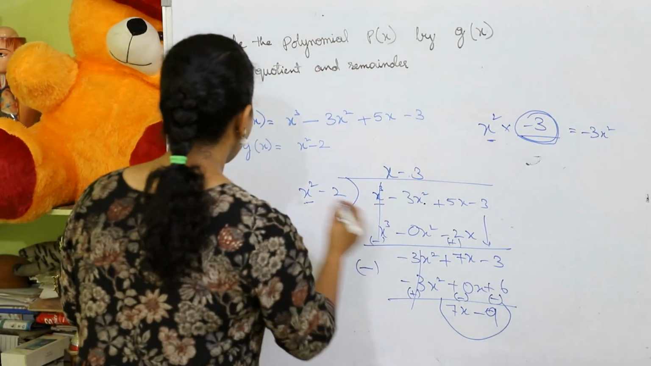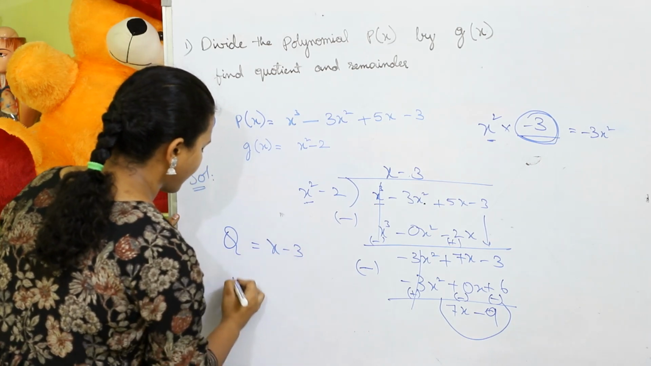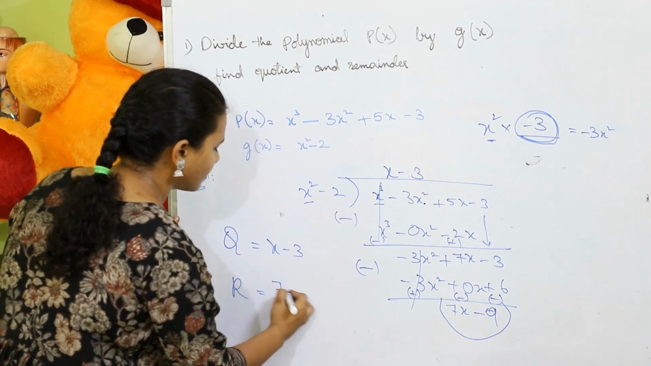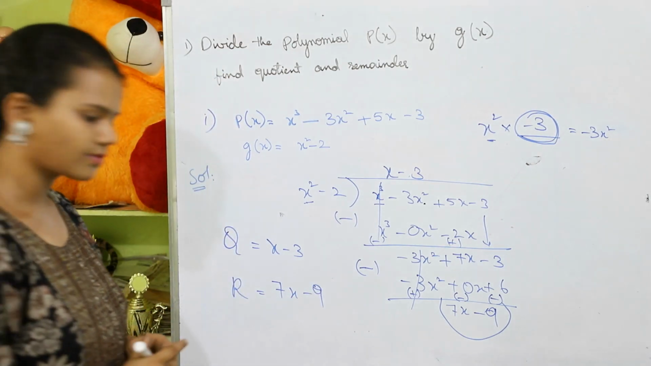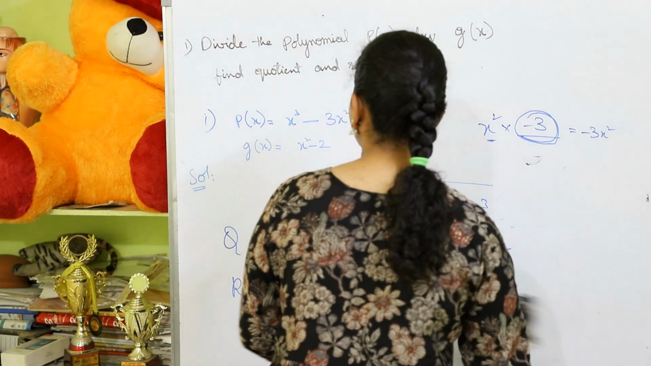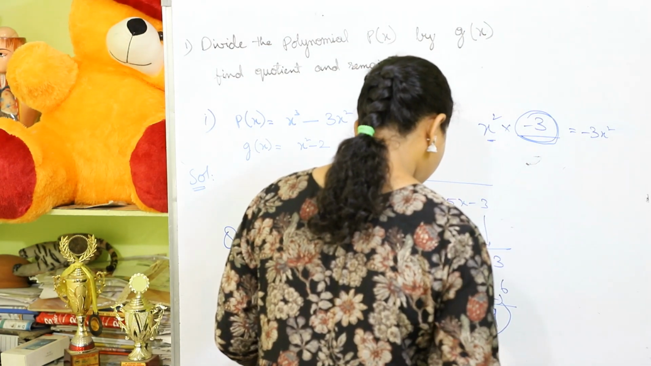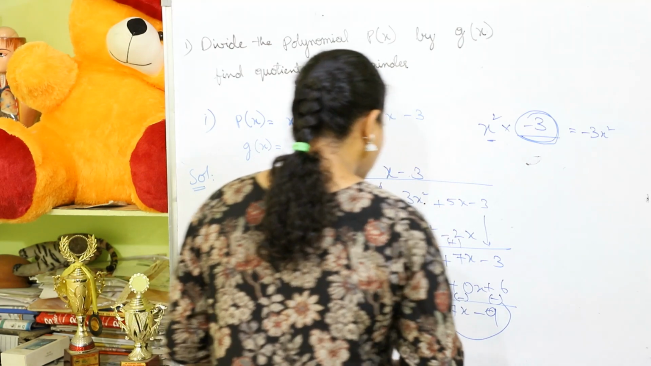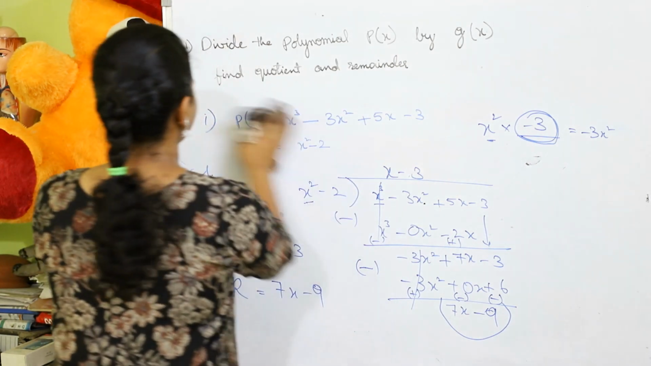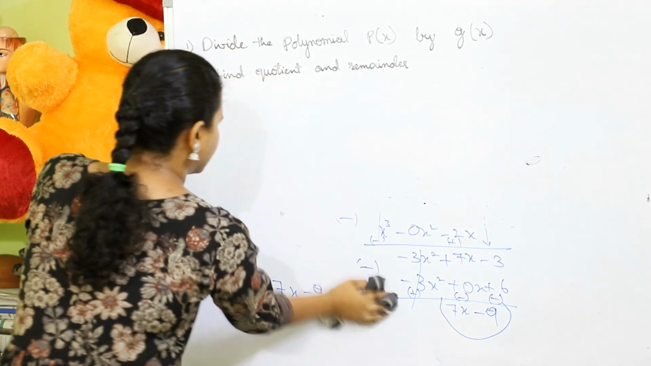So what you do? You write quotient equals x minus 3 and remainder equals 7x minus 9. Clear? Hope you understood. Now let me go for the next one. Wait a minute. What's the next one? So here you have the next one. Hope you are getting it, guys.